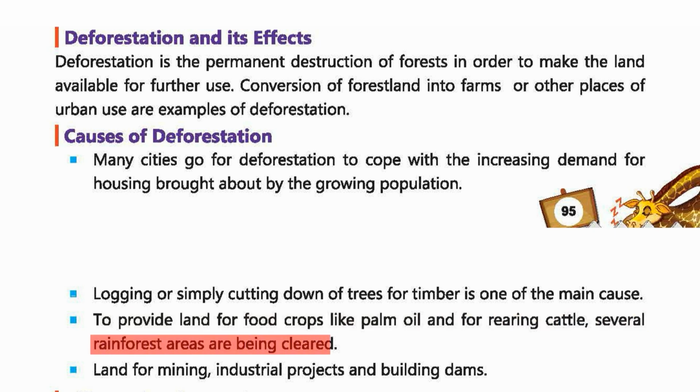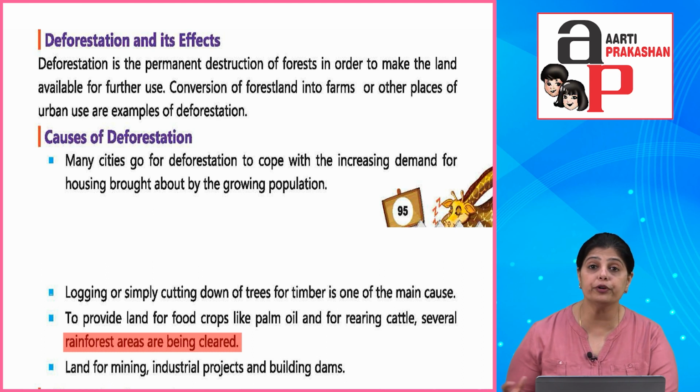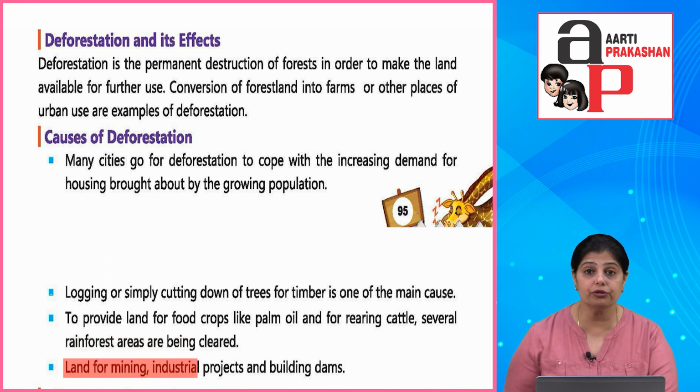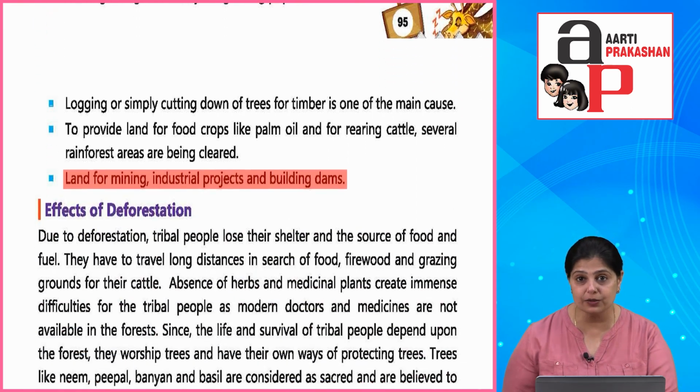So जैसे you have a new house and you have a new shelter, the demands have increased, the demand for products from the forest also, the demand for crops also increases, and to grow crops they need more land, and that's when they use the forest land also. So land for mining, industrial projects and building dams is also used from the forests. So the forest land is used for all these purposes as well.